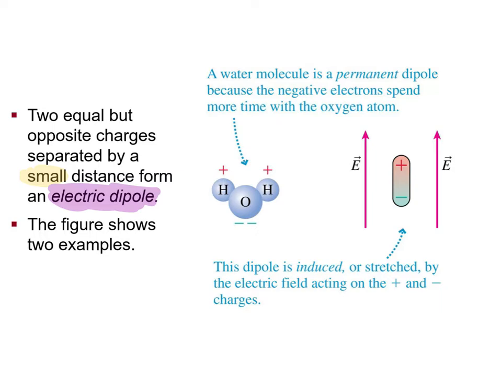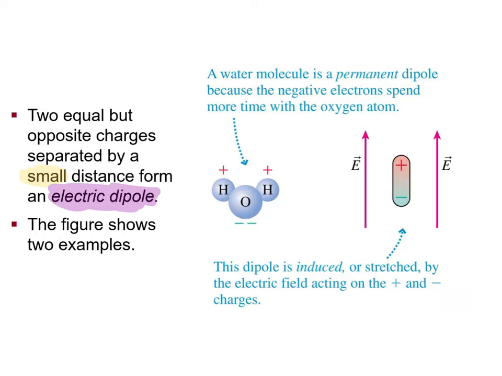This figure shows two examples. There's the Mickey Mouse molecule, that is water, which is a dipole because the hydrogens have given up some fraction of their electron, and so they're a positive thing, and the oxygen has accepted that, so it has some excess negative charge, and they're spatially distinct, so there's some small distance between them.